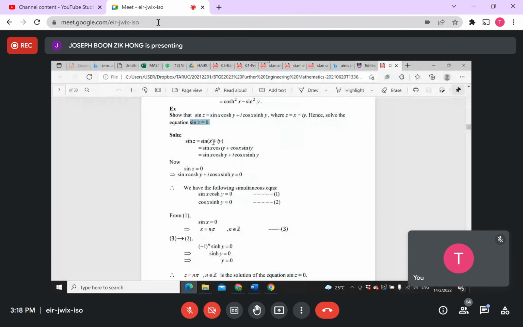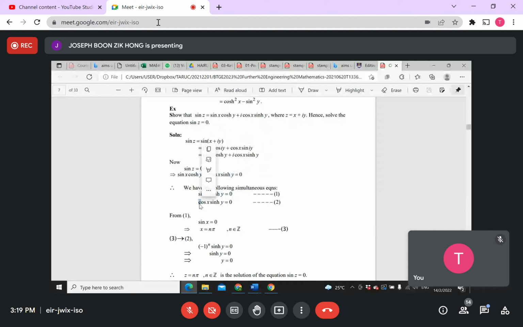The second part, sin z equal to 0. Use what you have proved, and make it equal to 0. When we set it equal to 0, both the imaginary and the real part will be equal to 0. So you will have two equations. One part is this one equal to 0, one part is this one equal to 0. So we solve two, and then we have two parts.